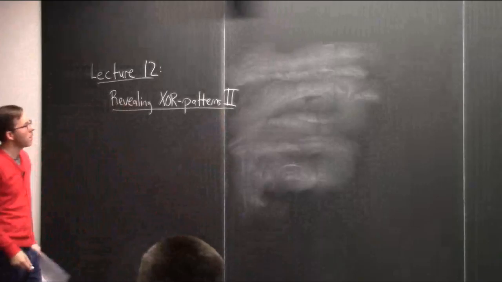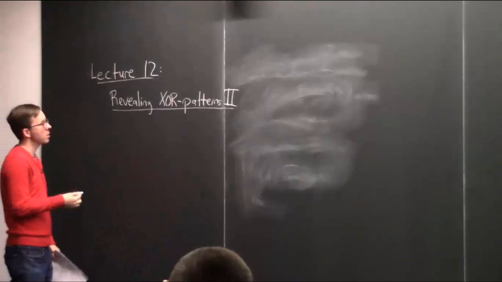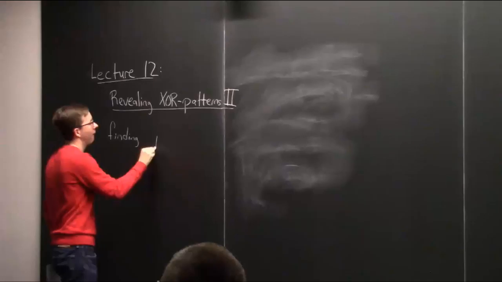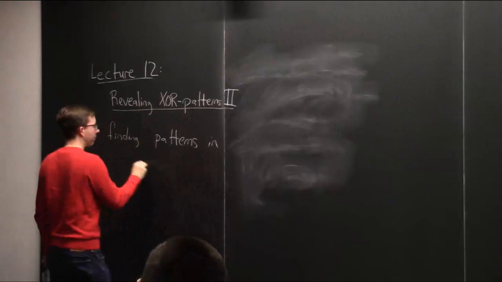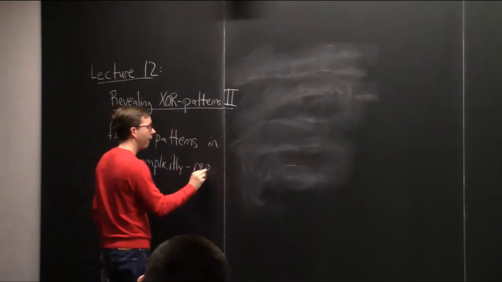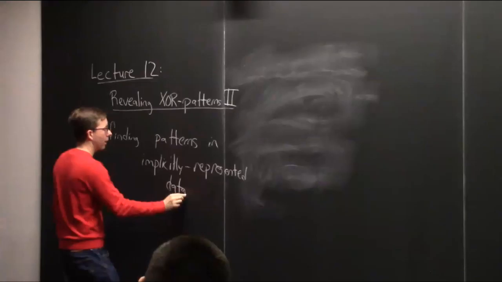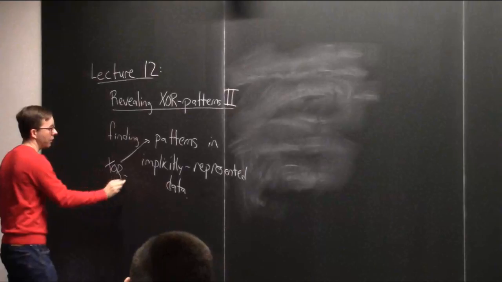So if you remember all the way back to lecture two, I was trying to tell you what is the one thing a quantum computer can do? What's this one real power? And I described it as finding patterns in implicitly represented data. And that's what we're going to talk about today. And specifically, today, like last time, we're going to be talking about what one might call XOR patterns. So I'll explain what that means over the course of this lecture.